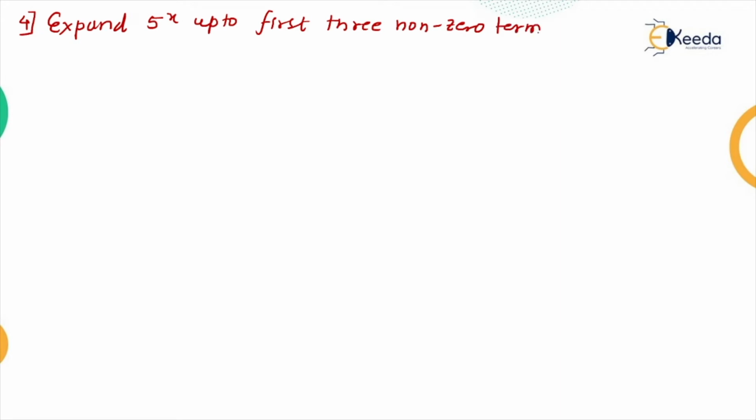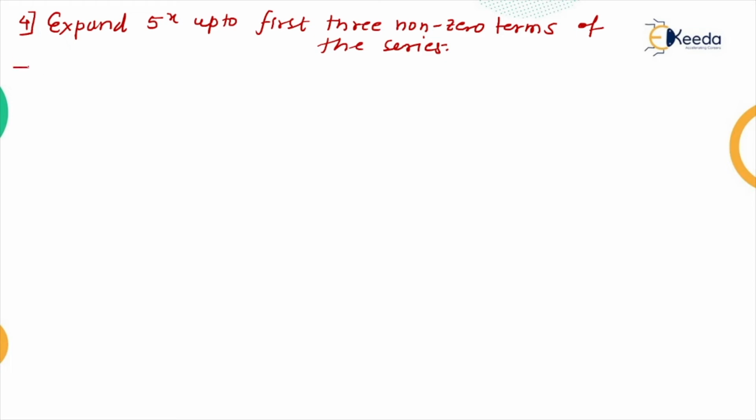Let's see, I'm going to discuss here the fourth problem on this Maclaurin's series. It's very easy, guys. Now my question is: expand 5 raised to x up to the first 3 non-zero terms of the series.